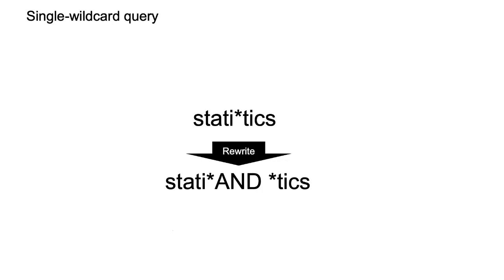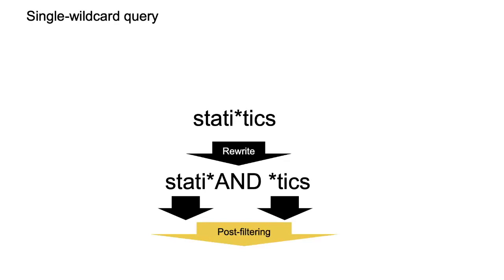I mean, basically something that would be returned by the rewritten query, stati star and star tics, but that would not match the original one. Yes, we have one on Zoom. Statics. Yes, exactly. Statics would be returned by the rewritten query, although it does not match the original query. So now I introduced some potential mistake here, that I might have false positives indeed. It's okay. We might have false positives. We just need to add a post-processing phase to filter them out.